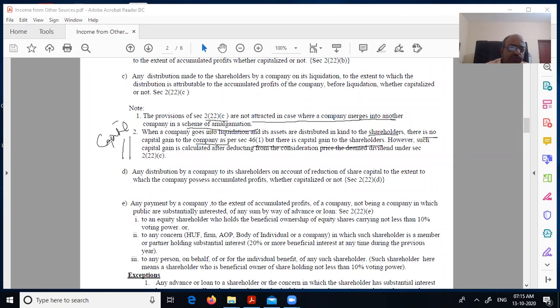Please check the notes. That is where we have discussed deducting from the consideration price the deemed dividend under section 222C. This we have discussed. Any distribution by a company to a shareholder on account of reduction of capital, to the extent of accumulated profits, that also will be dividend. And the last one is the most dangerous one. Most dangerous one is the last one.